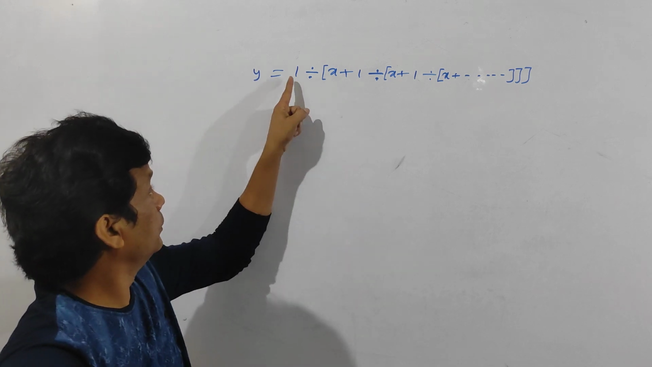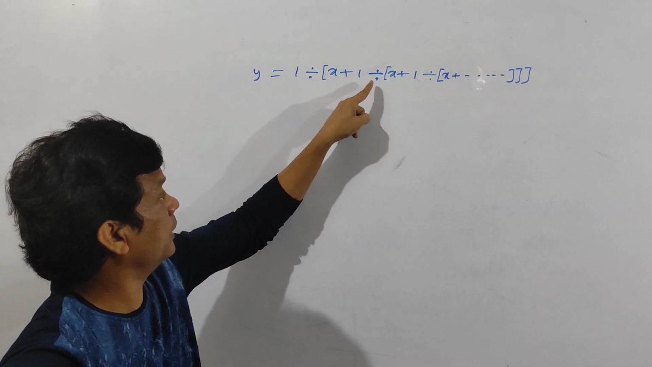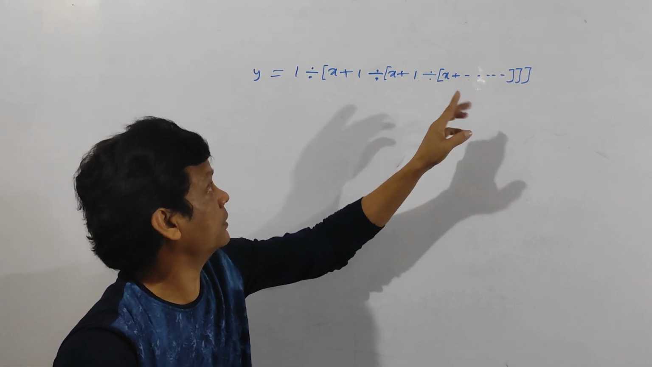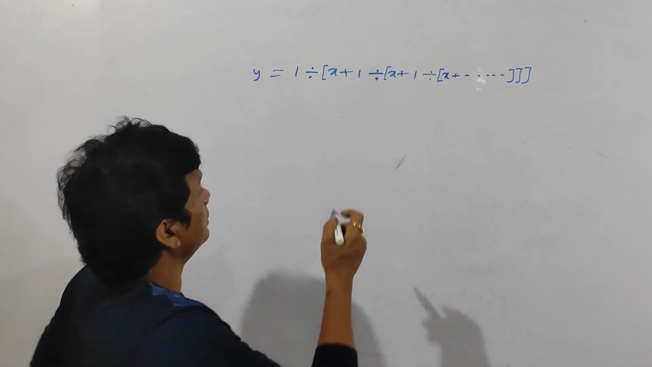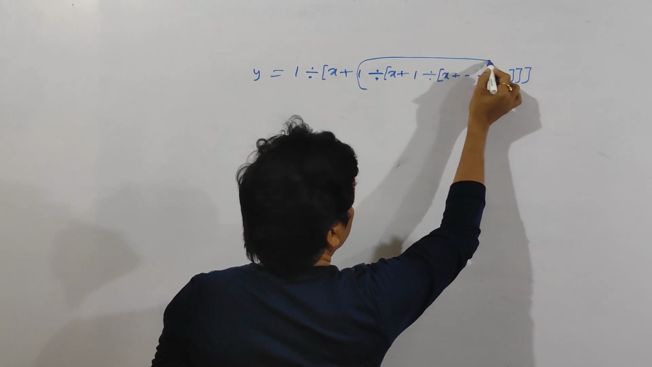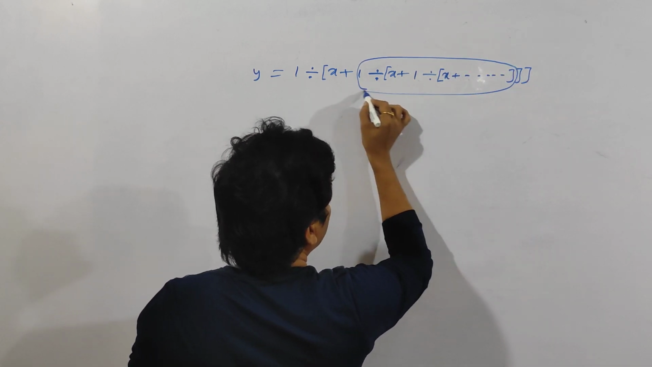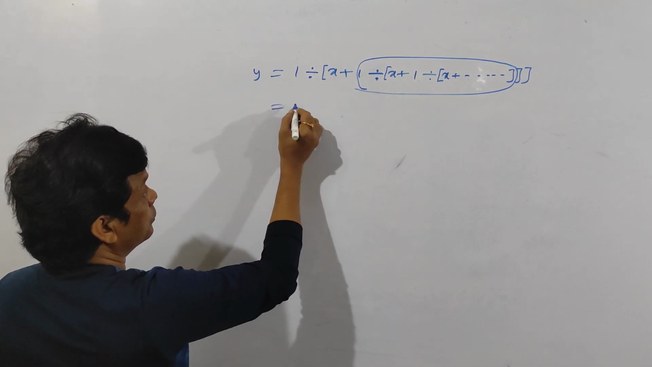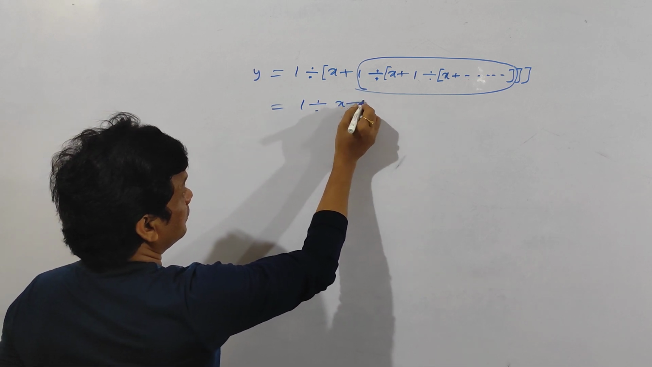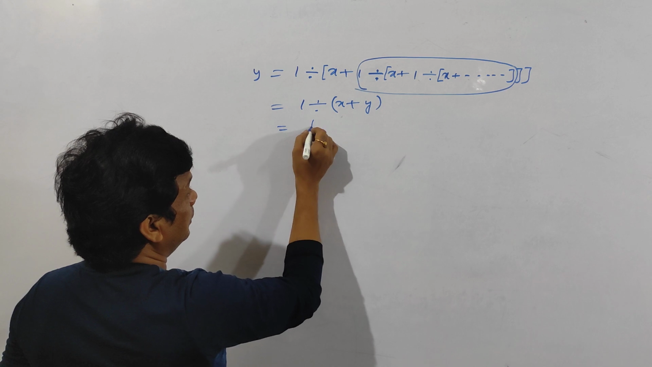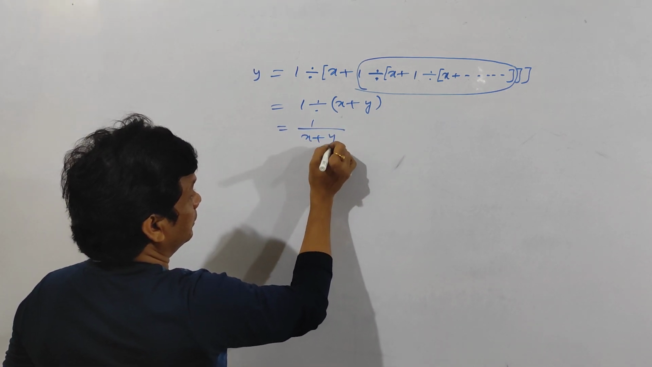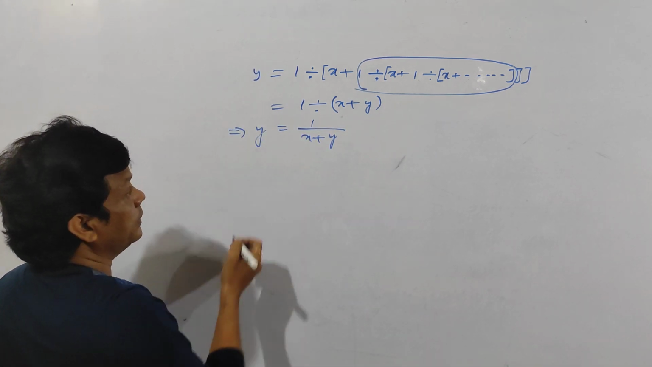See this question. 1 divided by x plus 1 divided by x plus 1 divided by x plus. So the function starts from 1 divided by. That means this one is y. This part I can write as y. So 1 divided by x plus y, and x plus y is within the bracket. That means I can write 1 by (x plus y). Clear? So y is equal to 1 by (x plus y).